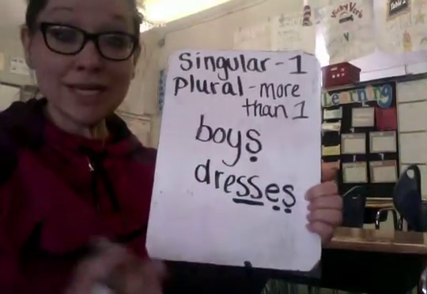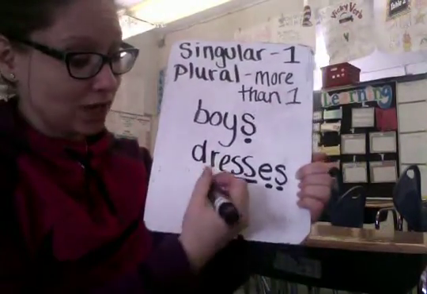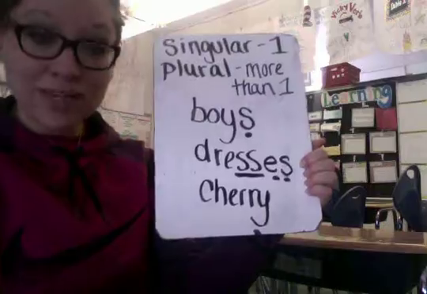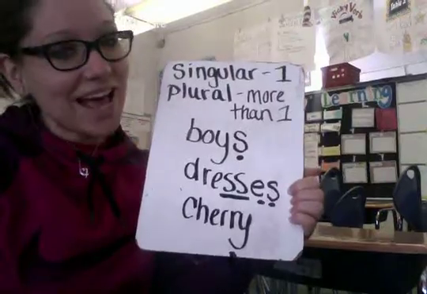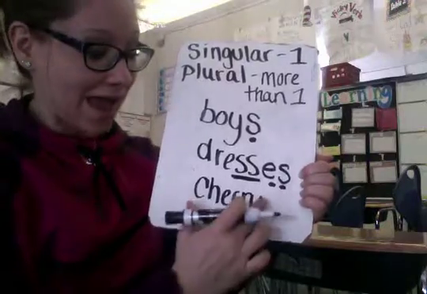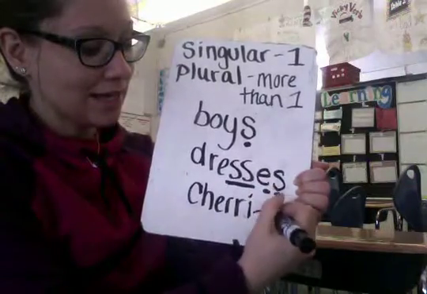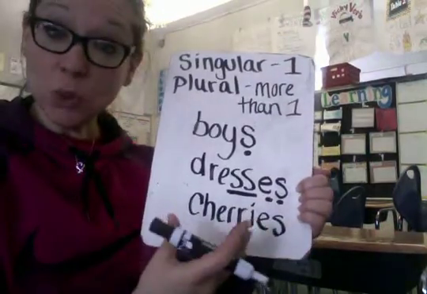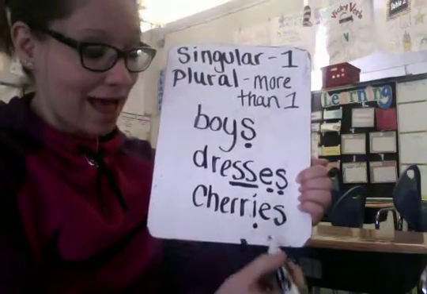The last rule is if you have a word that ends in a Y. For example, the word cherry. Cherry is spelled CHERRY. I would like a cherry in my Sprite. One cherry. But if I said, can I please have some cherries in my Sprite? We would have to drop the Y, so get rid of it, drop the Y, and add IES. So if the singular word ends in Y, to make it plural, you drop the Y and add IES.